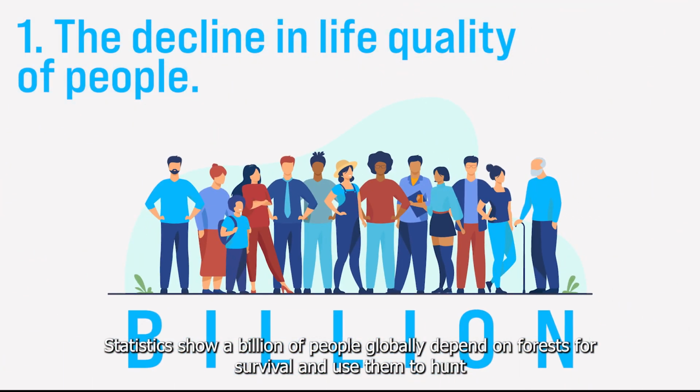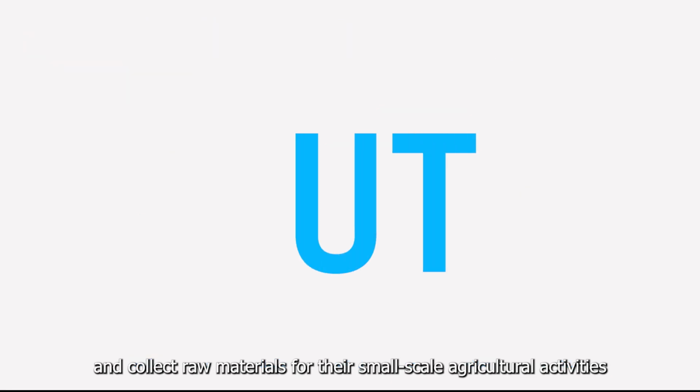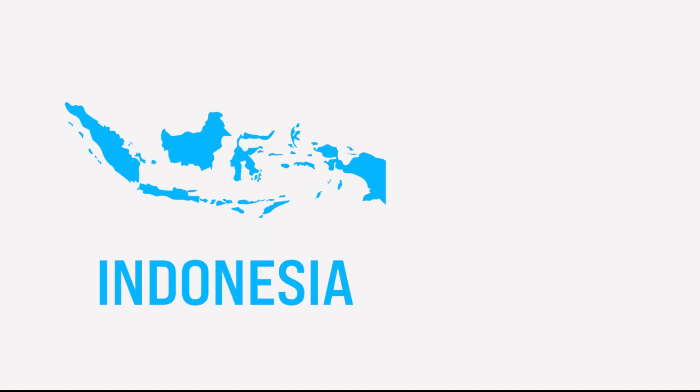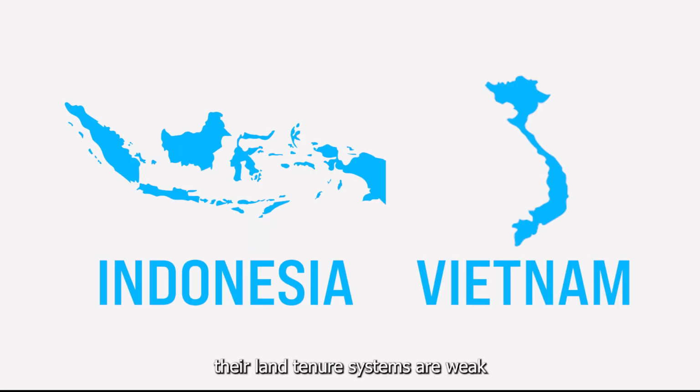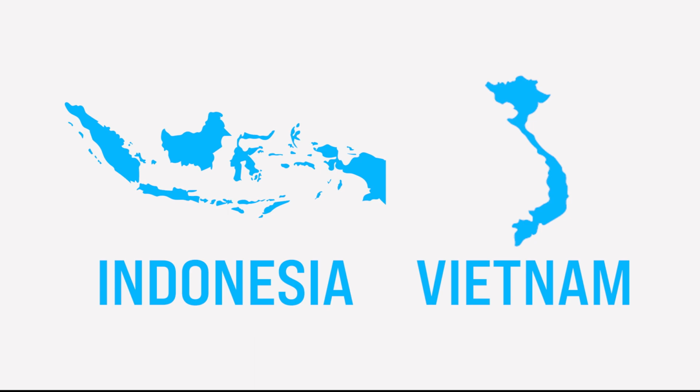Statistics show 1 billion people globally depend on forests for survival and use them to hunt and collect raw material for their small-scale agricultural activities. But in developing countries such as Indonesia and Vietnam, their land tenure systems are weak. This allows big businesses to get this land and use it for other purposes, disrupting local people's lives.